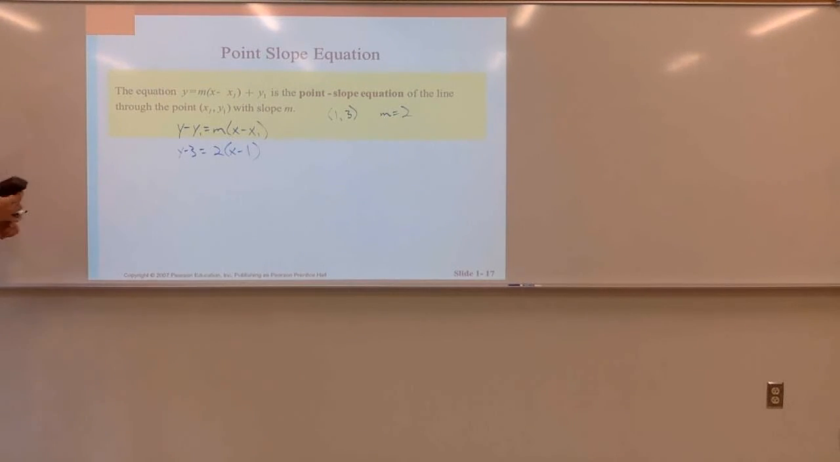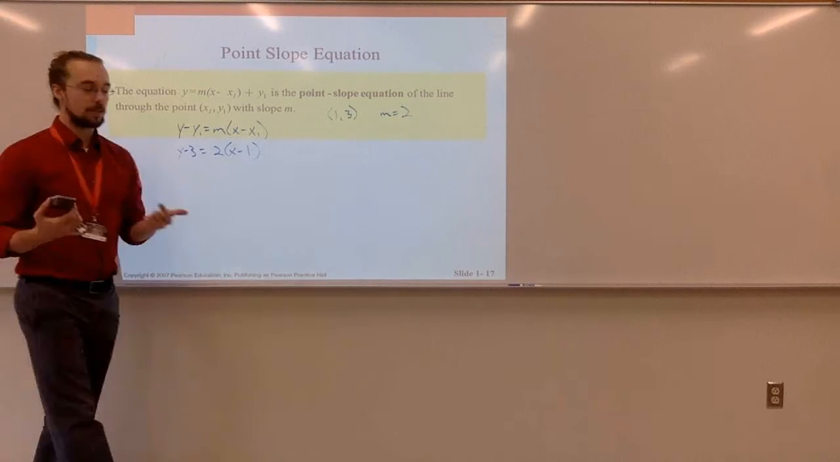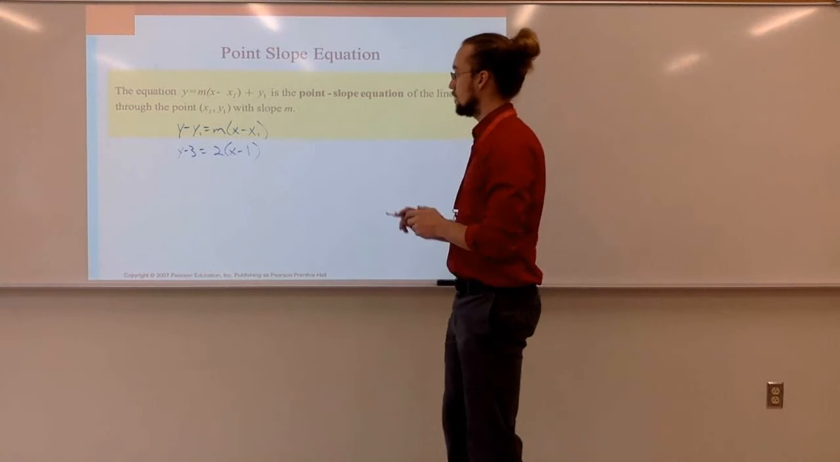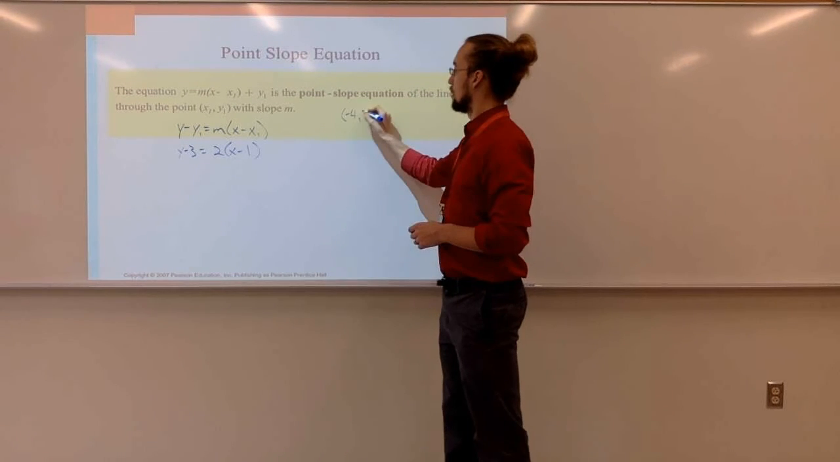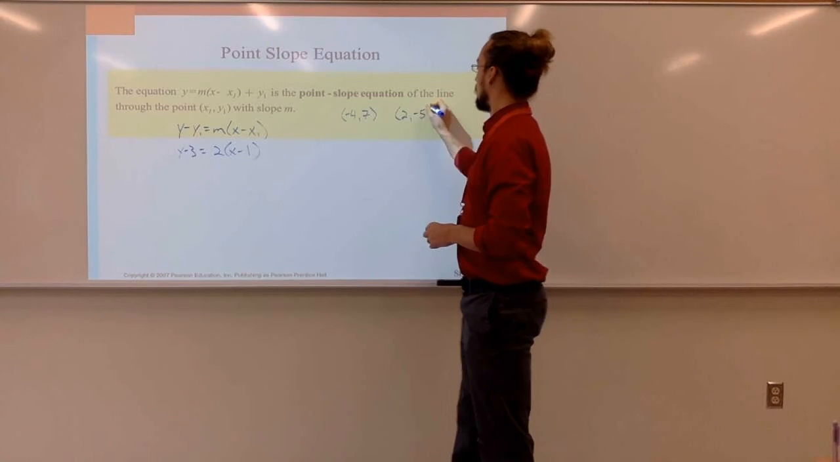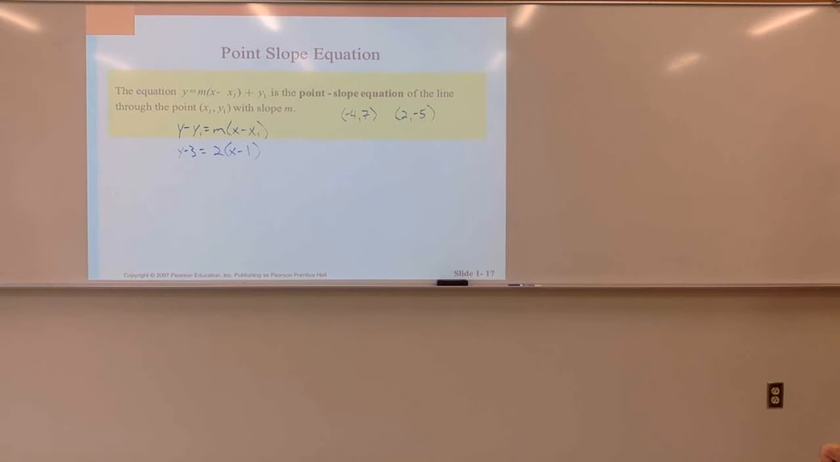Especially when we start doing calculus and having to write equations of lines, this will make it much simpler. Now, what if I gave you 2 coordinate points? 4, 7, and 2, negative 5. How would I write the equation of the line that goes through those 2 points?